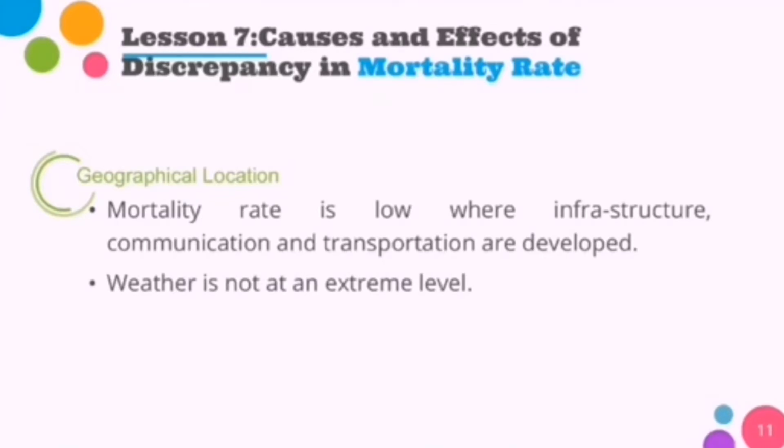And that's why they have lower mortality rate than the developing countries or underdeveloped countries, where we do not have good infrastructure, good communication or transportation system like the developed countries. Then, extreme weather condition can also increase the mortality rate. Like in the cold countries, the mortality rate will automatically be higher than the tropical countries.